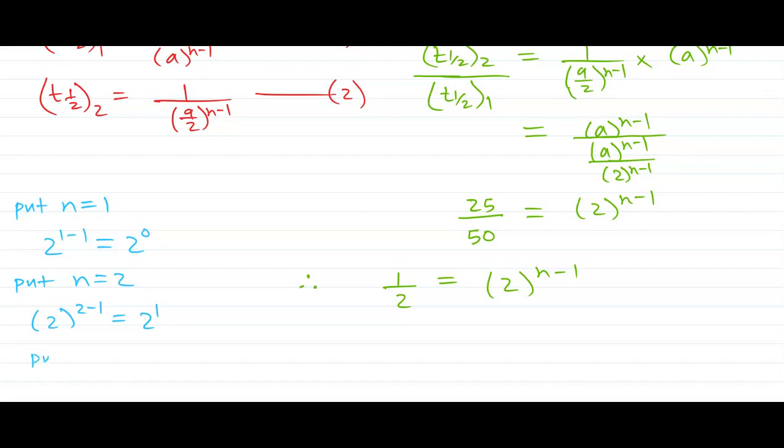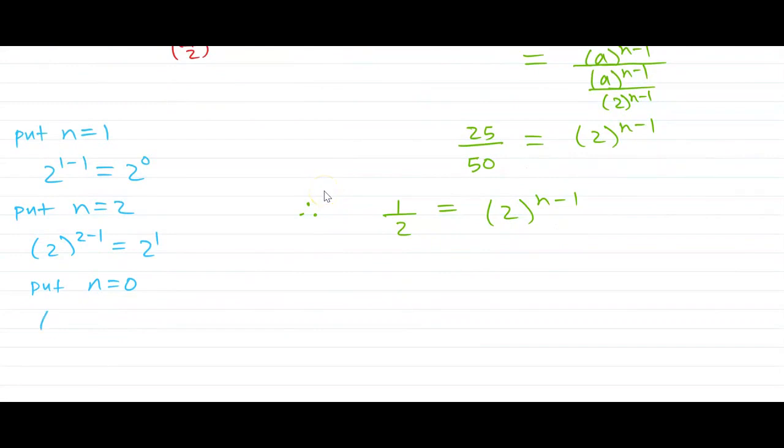So you will put n equal to 0. When you put n equal to 0, in that case you will get 2 raised to power 0 minus 1, which is nothing but 2 raised to power minus 1, which is nothing but 1 by 2. Okay, so we are getting our answer here. So here n is going to be 0.